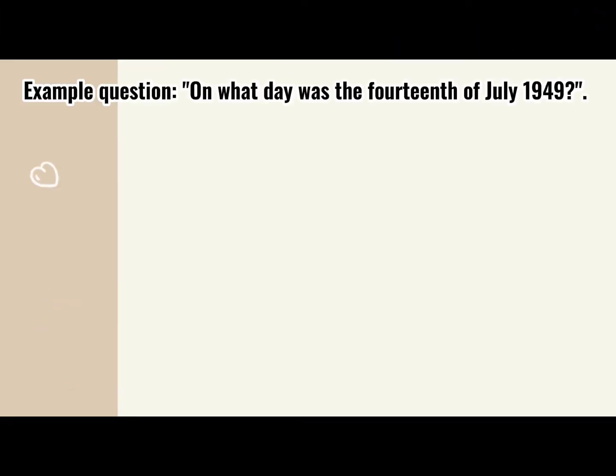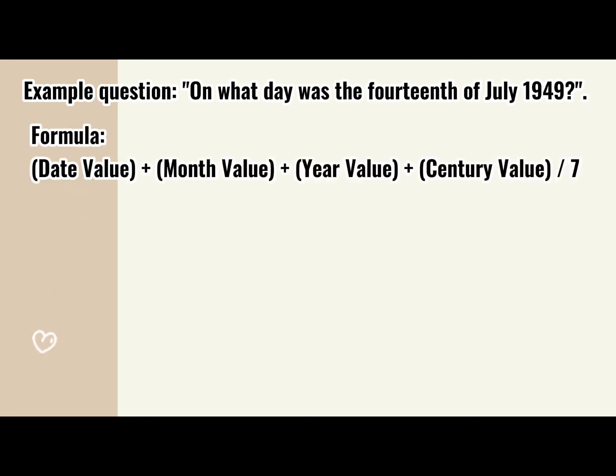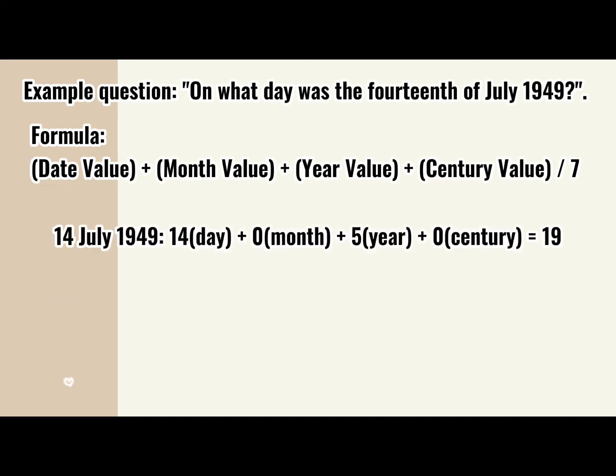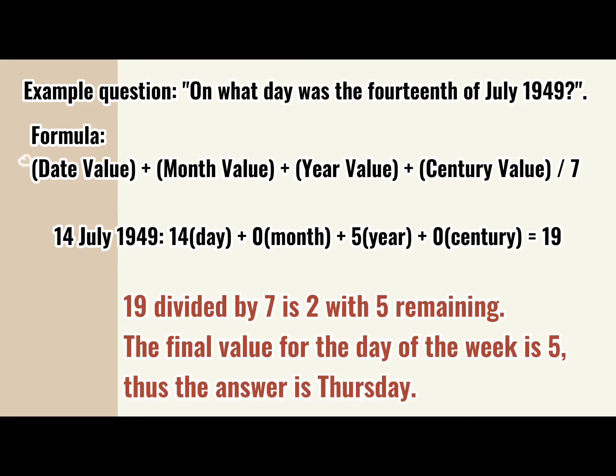Let's have an example. On what day was the 14th of July, 1949? The formula used: date value plus month value plus year value plus century value divided by 7. So for 14 July 1949, 14th day plus 0 month plus 5 years plus 0 century is equal to 19. 19 divided by 7 is 2 with 5 remaining. The final value for the day of the week is 5. Thus, the answer is Thursday.